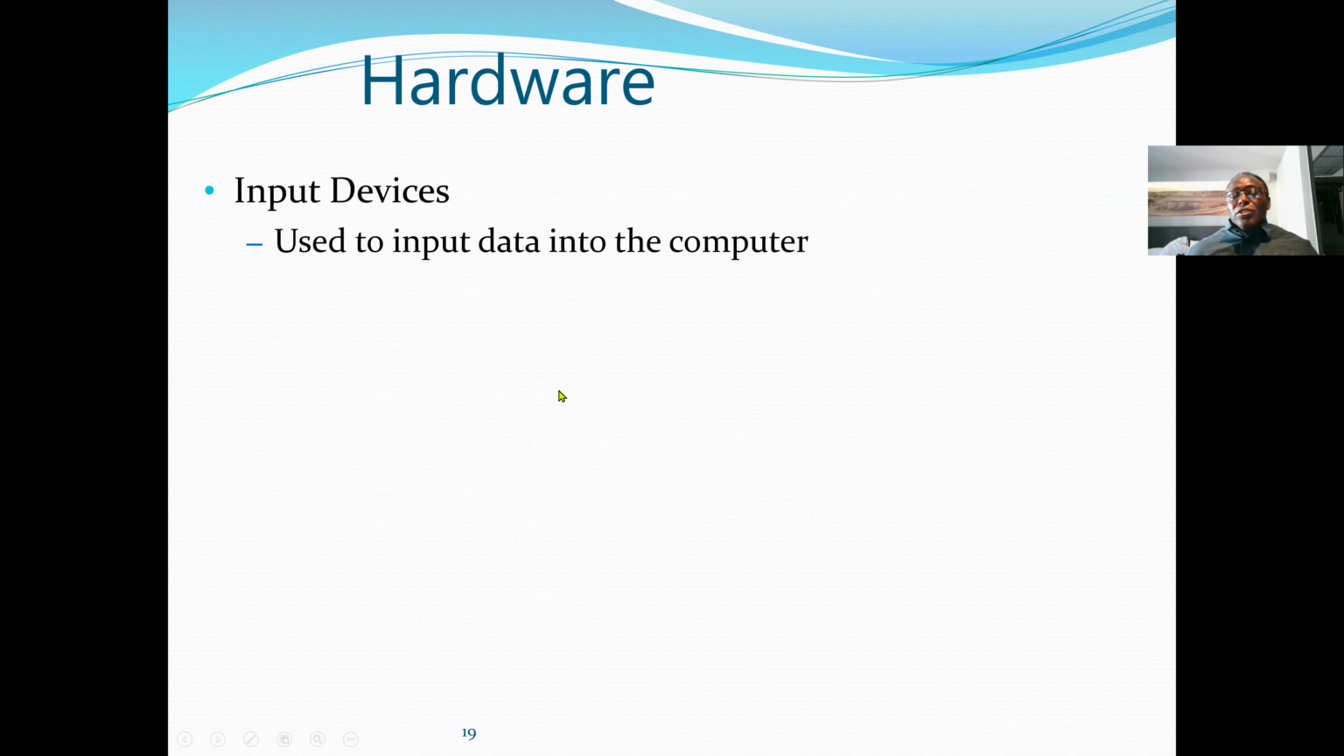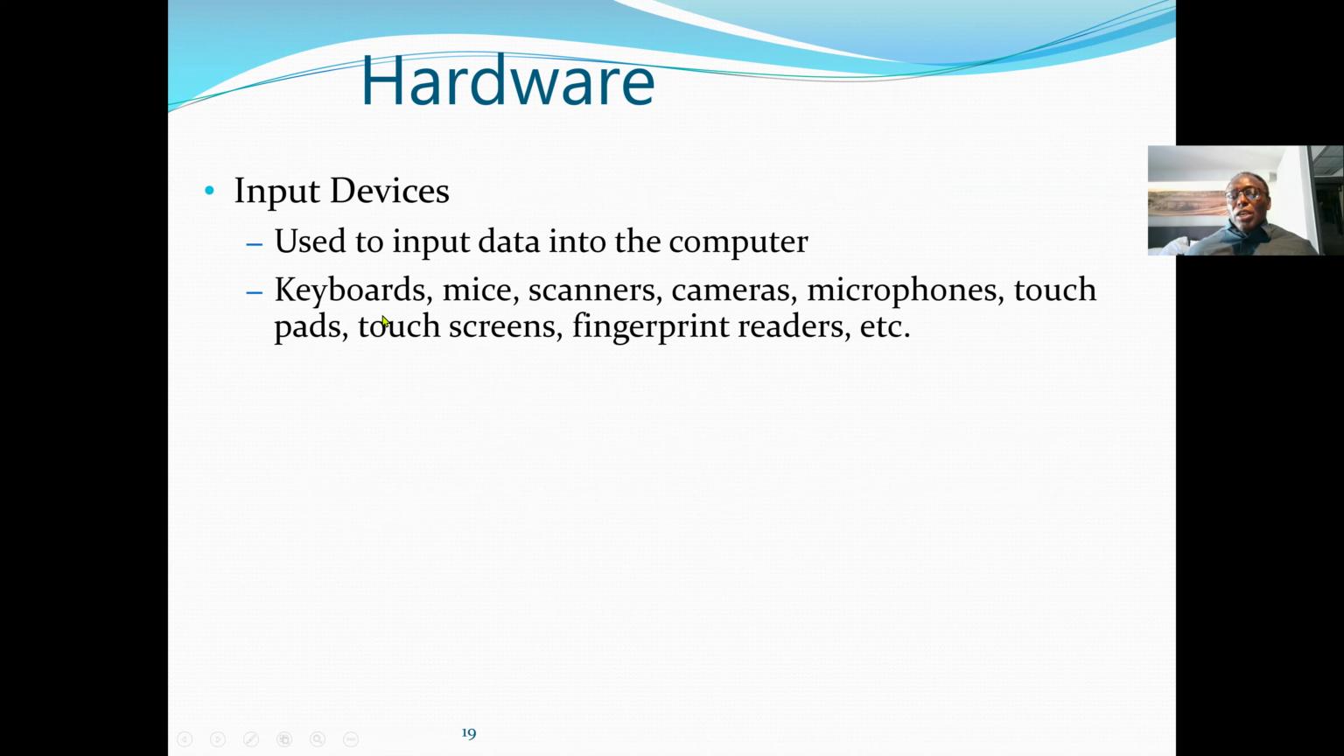So input devices, for example keyboard, mouse, scanners, cameras, are any device that makes it possible for us to input data into a computer. With a camera, I can take a picture of any object and download it into the computer, so it's input. With a microphone, if I need an audio input, I will speak and save it.